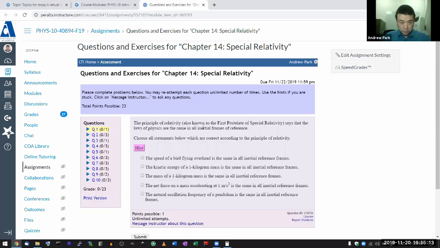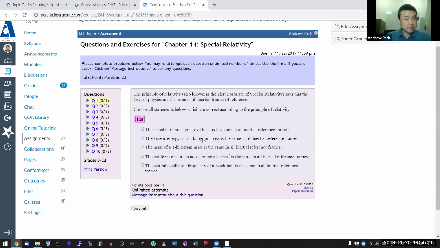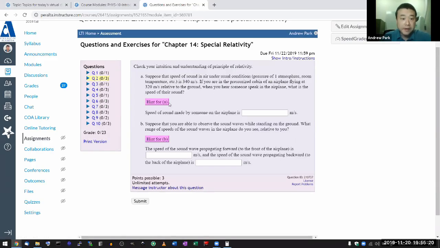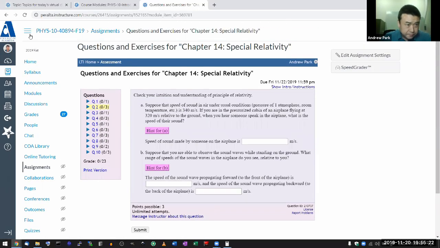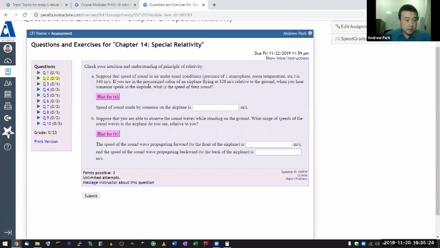Okay, so let's get started. So skipping the non-calculation questions. Here's the first calculation question. It says, check your intuition and understanding of the principle of relativity. Suppose you're in a pressure cabin, flying at 320 meters per second relative to the ground. When you hear someone speak in the airplane, what is the speed of their sound?